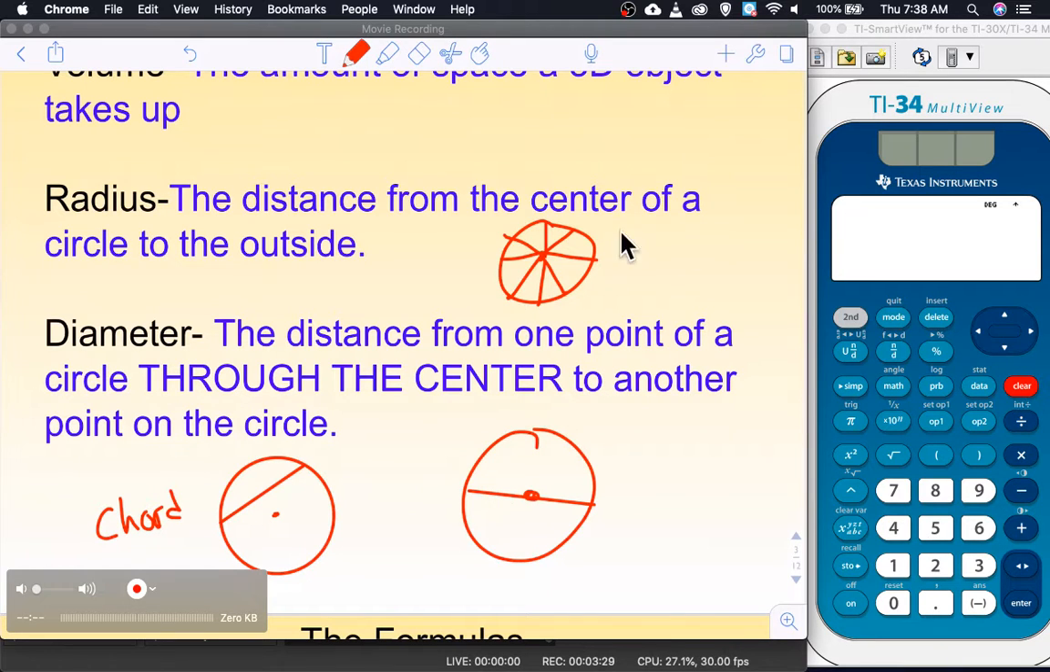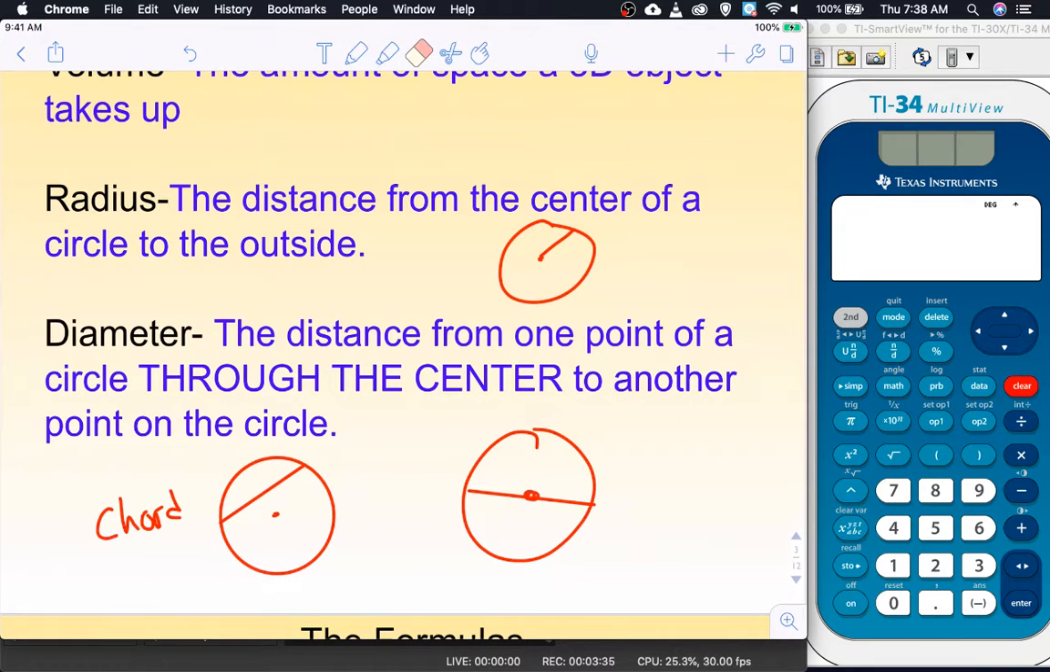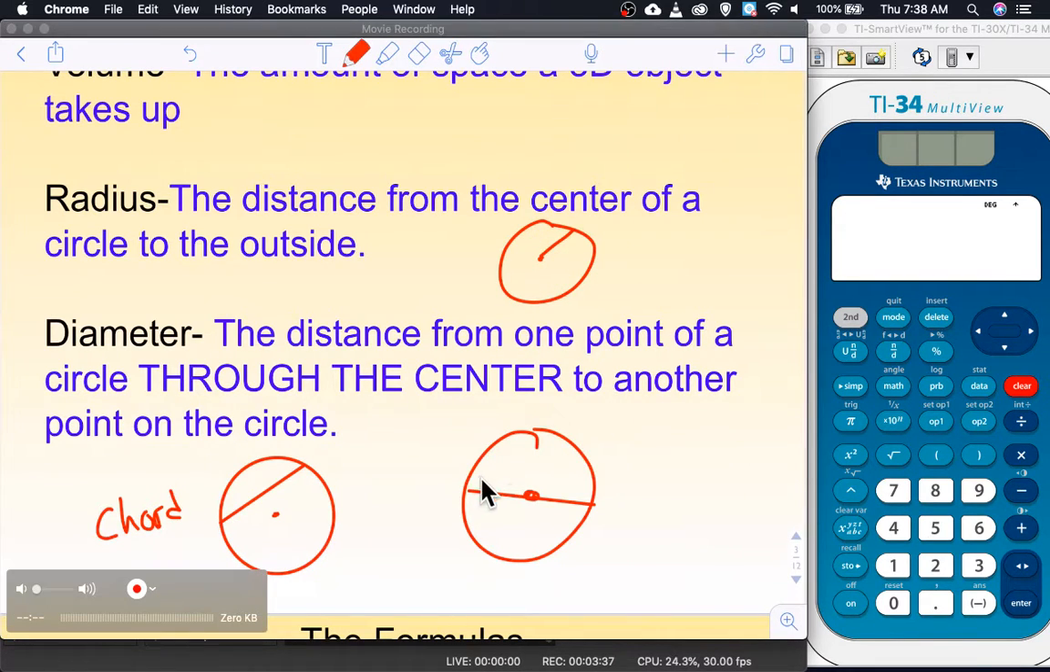And hopefully you can see a connection between a radius and a diameter. If a diameter goes the whole way through a circle and a radius goes halfway, a diameter is just 2 times the radius. This length here, there's one radius, there's another radius. So 2 radiuses make a diameter.